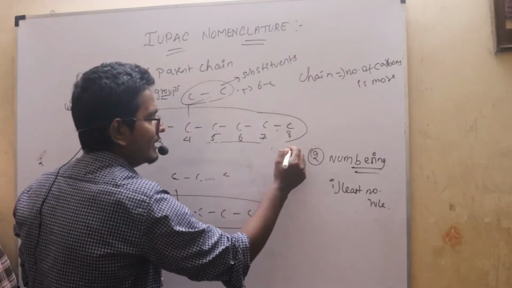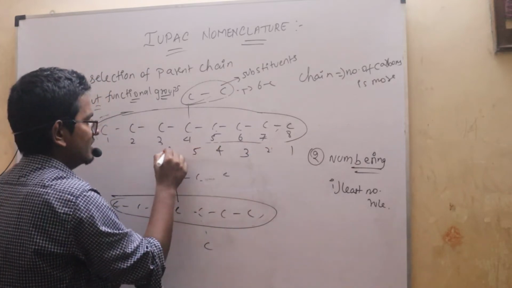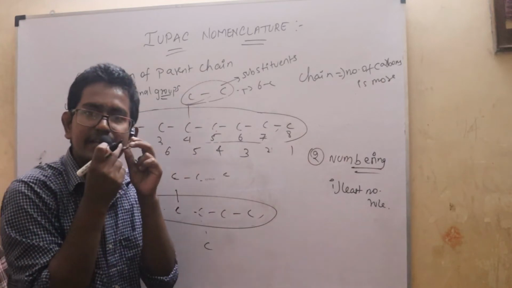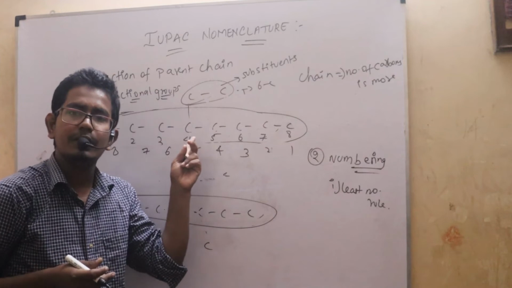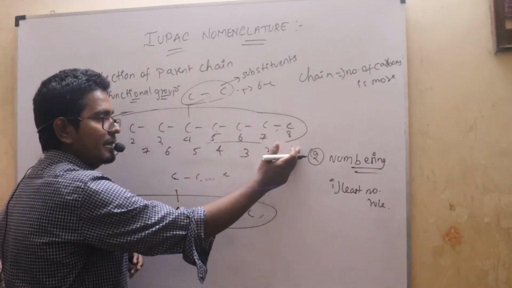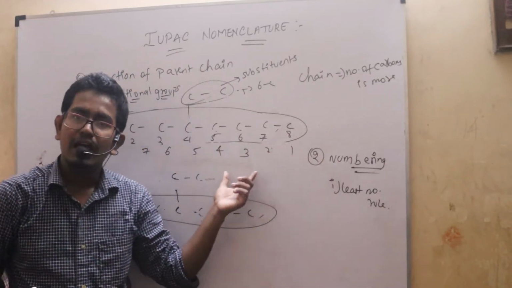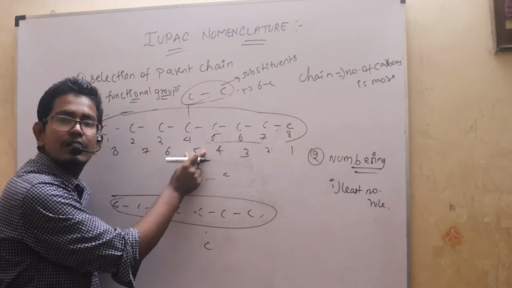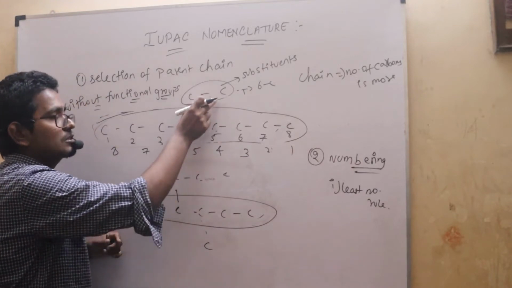It is the 8th carbon, and I'm giving the number from the back: 1, 2, 3, 4, 5, 6, 7, 8. So from the right, whenever I'm giving the numbering, I'm getting the substituent at my 4th carbon position of my parent chain, right? Whenever I'm giving the numbering from the left, I'm seeing that my carbon where the substituent is present is getting the 5th number. That means it is the 5th carbon for the substituent.